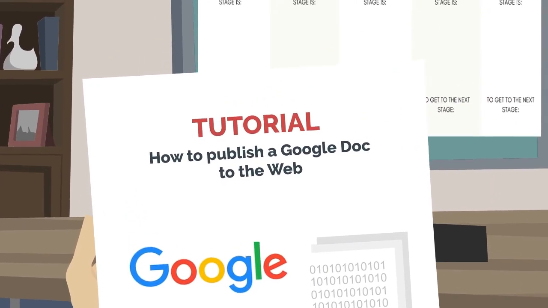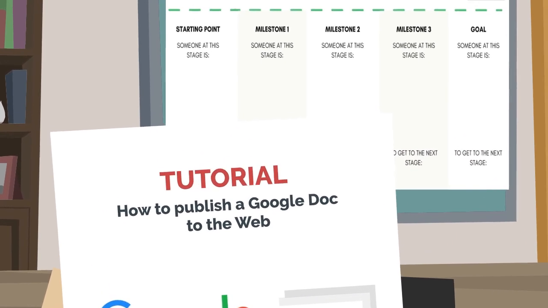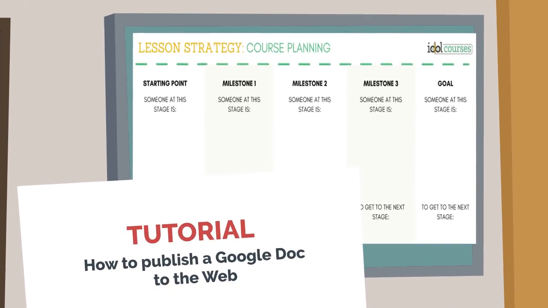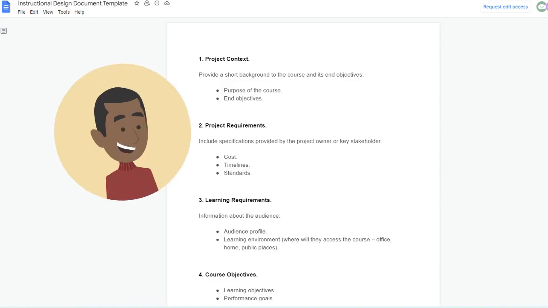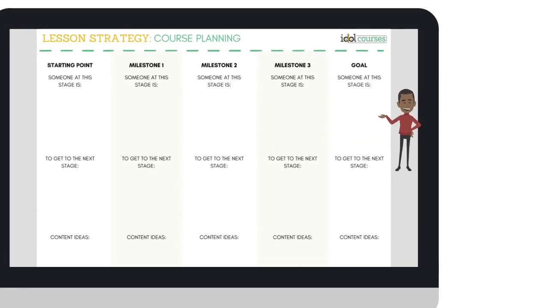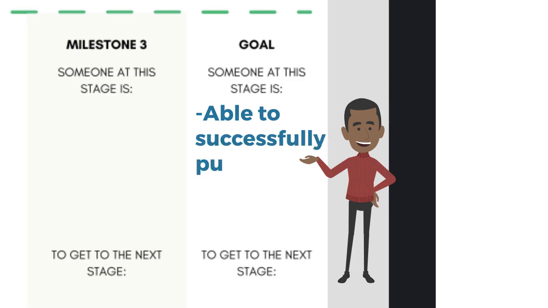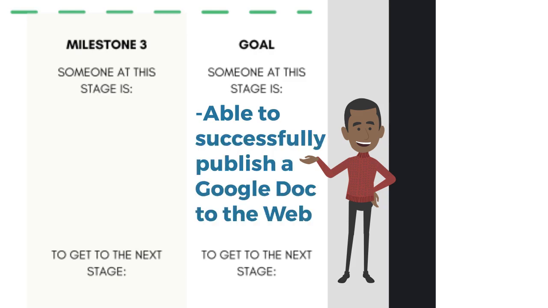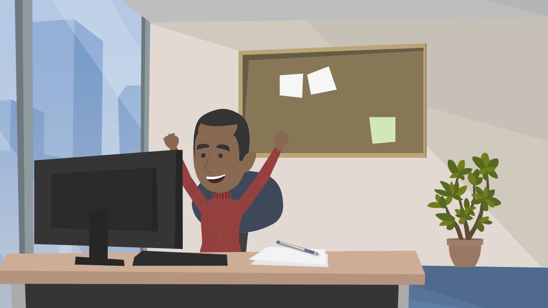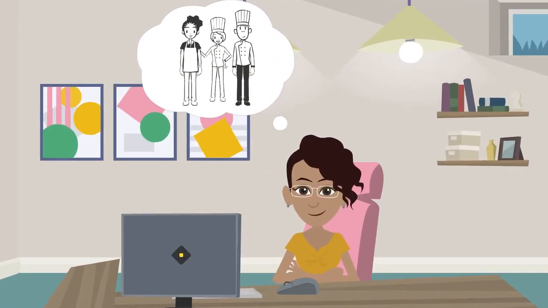If you choose a tutorial, the end goal is probably defined already. For example, if you've called your lesson How to Publish a Google Doc to the Web, your end goal is stated in the title. By the end of your course, learners should be able to successfully publish a Google Doc to the web. With your end goal defined, think of that learner profile.